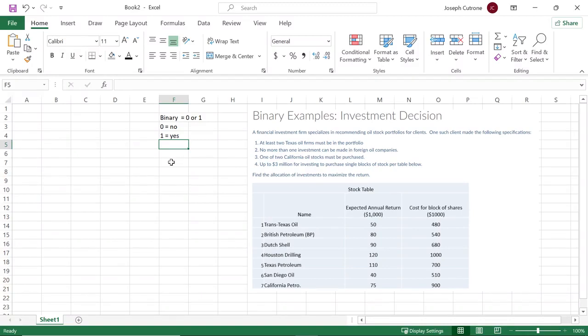We're going to decide if we should invest in some, all, or none of these 7 investment opportunities. This is a yes-no decision. Do I buy the block of shares for Texas Transoil at this cost? Yes or no? Do I buy the block of shares for BP at this cost? Yes or no? We're not asking how much money do I put towards it. We're not asking what percentage of an investment do I put towards it. This is just yes or no.